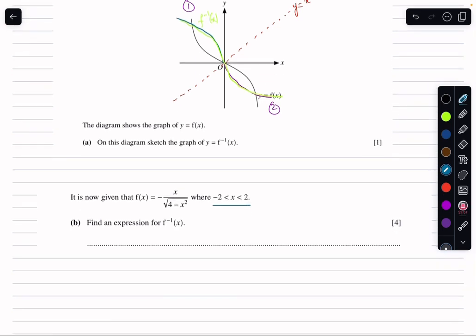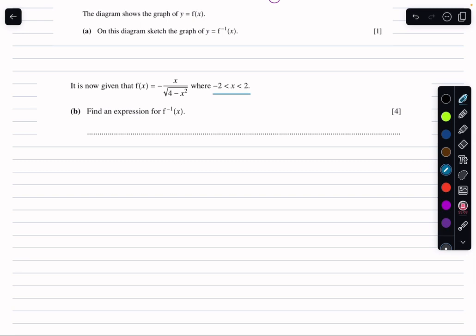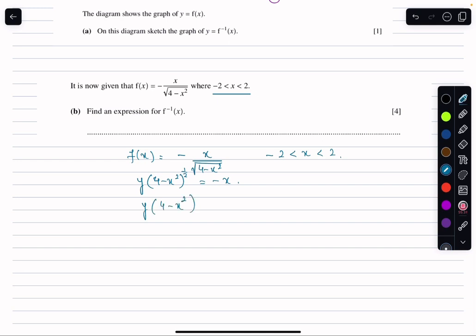We know that the domain has now been defined from negative 2 to positive 2, and we need an expression for f inverse. So we say that y equals negative x divided by the square root of 4 minus x squared, for the domain negative 2 less than x less than 2. So y times (4 minus x squared) to the power half equals minus x. If I square both sides to eliminate the square root, the function becomes y squared times (4 minus x squared), and this also becomes an x squared value.